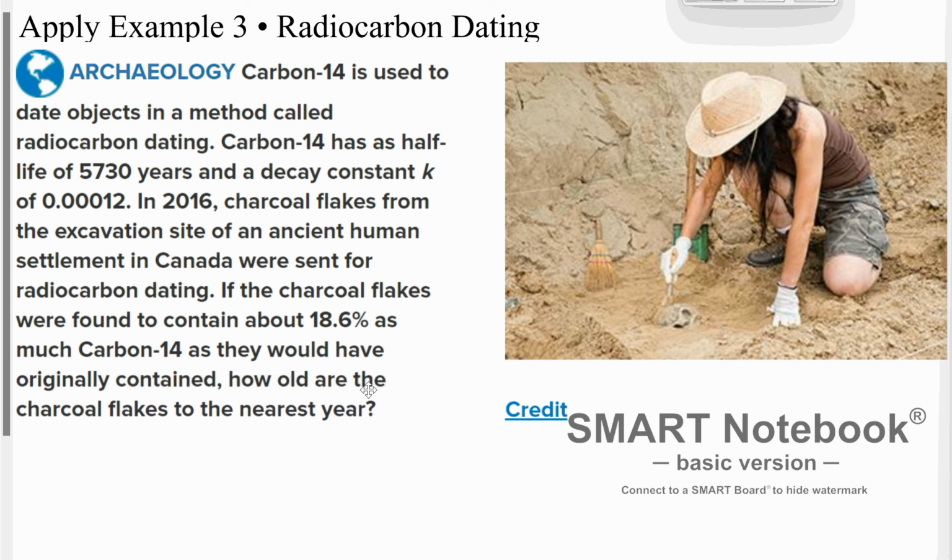Radioactive carbon dating. Carbon-14 is used to date objects in a method called radiocarbon dating. Carbon-14 has a half-life of 5,730 years and a decay constant of 0.00012. In 2016, charcoal flakes from an excavation site of an ancient human settlement in Canada were sent for radiocarbon dating. If the charcoal flakes were found to contain about 18.6% as much carbon-14 as they would have originally contained, how old are the charcoal flakes to the nearest year?